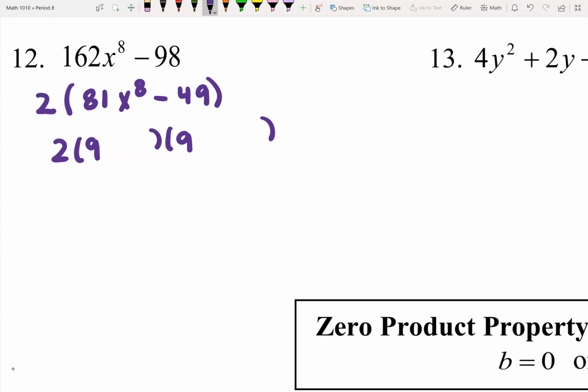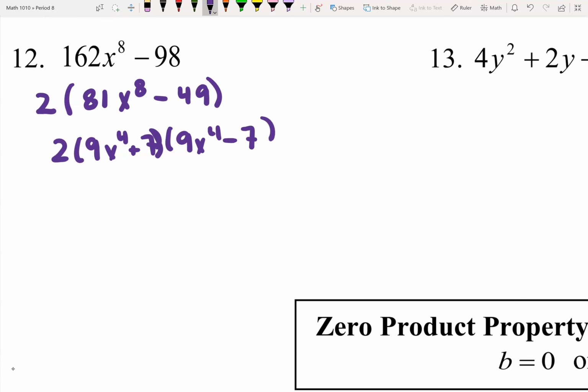How do I split the x to the 8th into 2 things that are the same, that when I multiply together, I get x to the 8th? What's that? x to the 4th, x to the 4th. Good, you guys are awesome. Okay, and then one's a plus and one's a minus. And what goes in my second blank? 7.